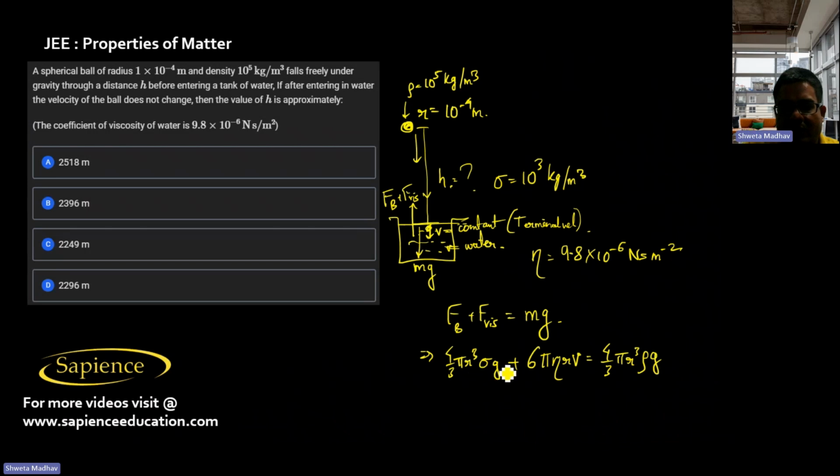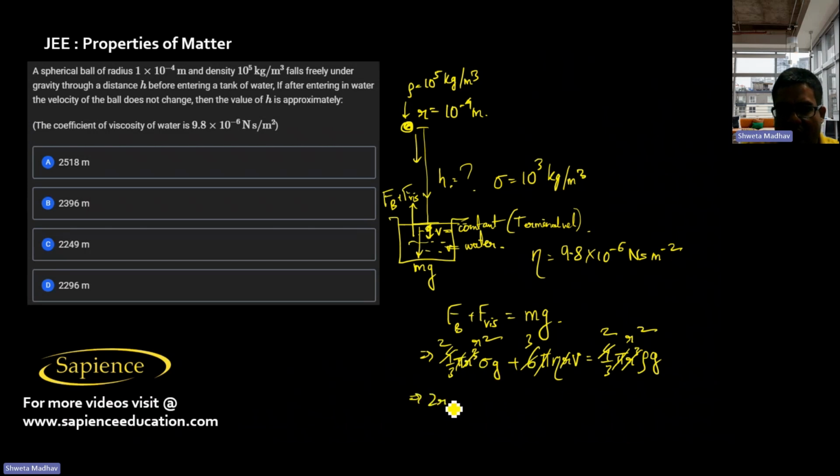Now we know that we can cancel out pi. R also we can cancel. This will be r square, r square, and 2 also I can cancel. 2 to the 4. So here 6, 2 to the 4. And we can multiply both sides with 3 also.